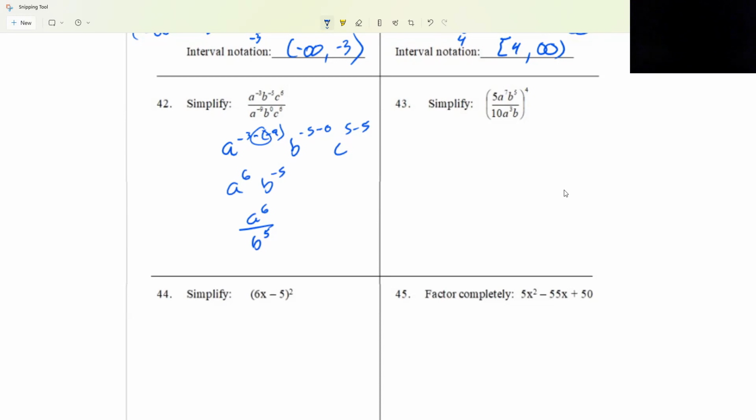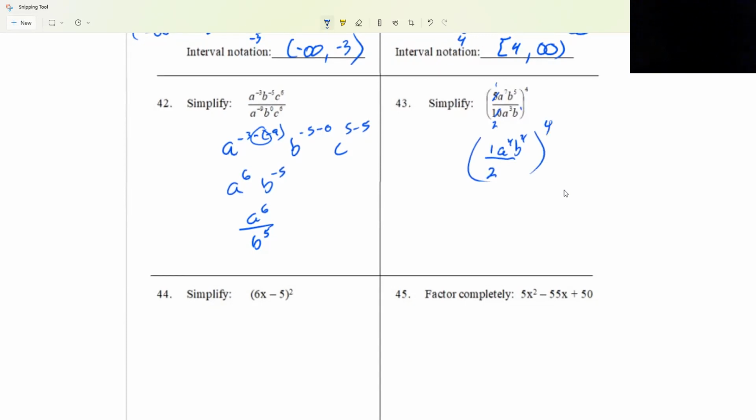Okay, so what I'm going to do is go ahead and simplify the inside first. So you got 5 goes in here once, 5 goes in here twice. 7 minus 3 is going to give you A to the 4th, and 5 minus 1 is going to give you B to the 4th. Okay, and then you raise that to the 4th.